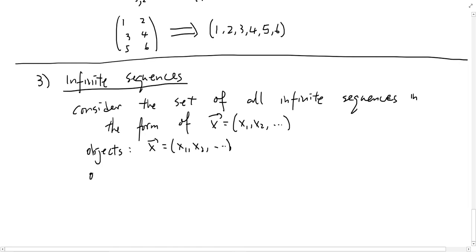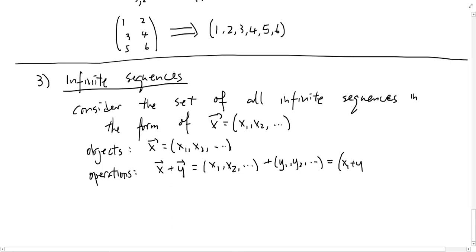We need to define two operations. So what are the two operations that we're going to define? Same way, if I have two vectors, two infinite sequences, and I'm going to add them together, that just means I'm adding x1, x2, ... to y1, y2, ... and so the sum would just equal x1 plus y1, x2 plus y2, ... forever. And as you can see, that definitely defines an infinite sequence. So closure is automatically satisfied.